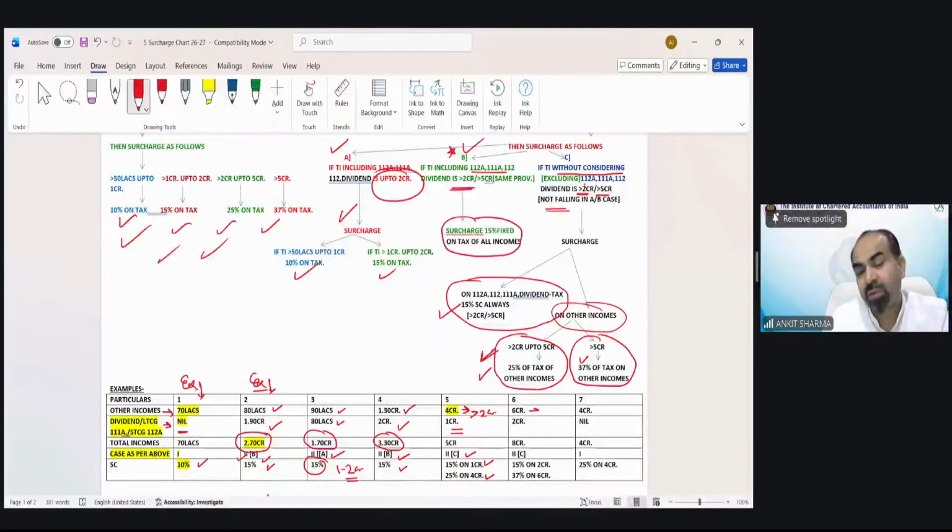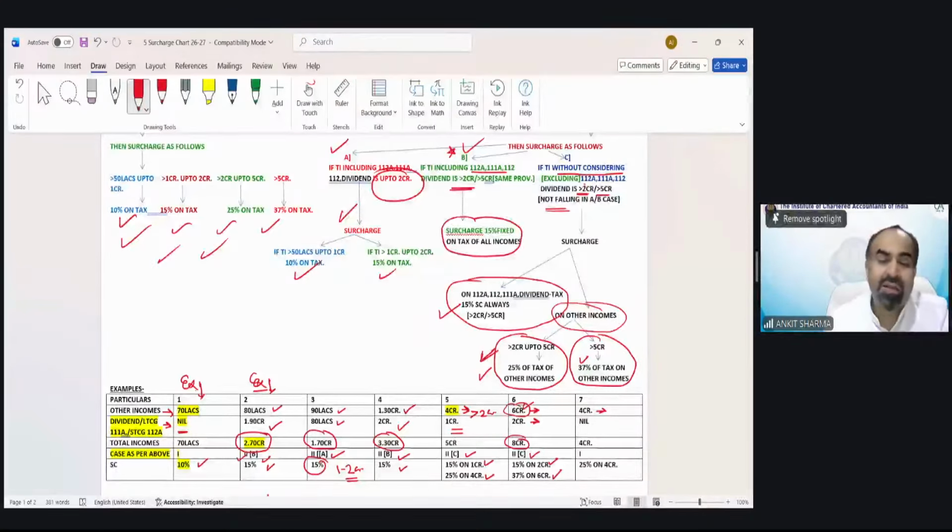Suppose your other income is 6 crore and special income is 2 crore. So aggregate is exceeding 2 crore, even without including these special incomes, your other income exceeds 2 crore. So again, C case applicable, 15% on 2 crore, and because this is exceeding 5 crore, 37% would be the surcharge rate.